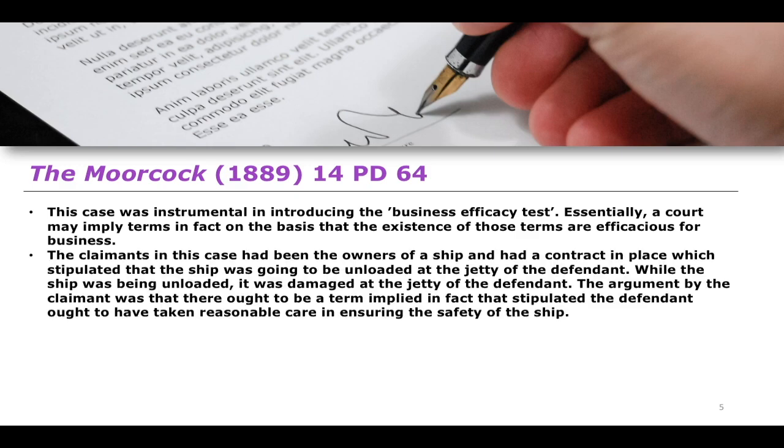Well, the claimants in this case had been the owners of a ship, and a contract had been in place which stipulated that the ship was going to be unloaded at the jetty of the defendant. While the ship was being unloaded, it was damaged at the jetty of the defendant. The argument by the claimant was that there ought to be a term implied in the contract that stipulated the defendant ought to take reasonable care in ensuring the safety of the ship. So, essentially, the claimant argued that they breached their contractual obligations in terms of taking reasonable care to ensure the safety of the ship. But of course, that is not a term that is explicitly in the contract.